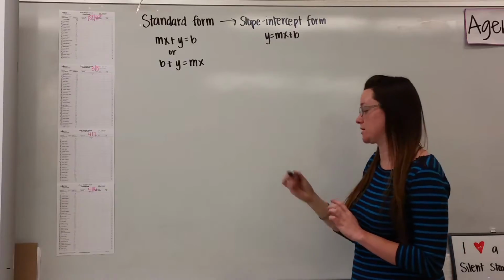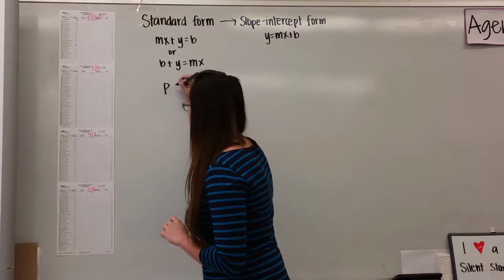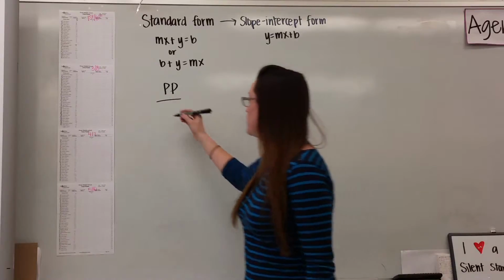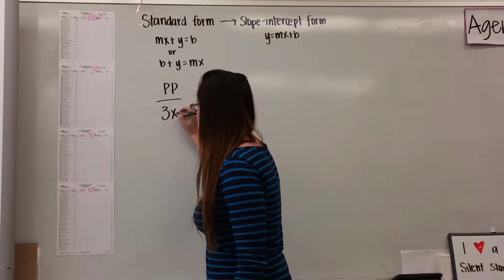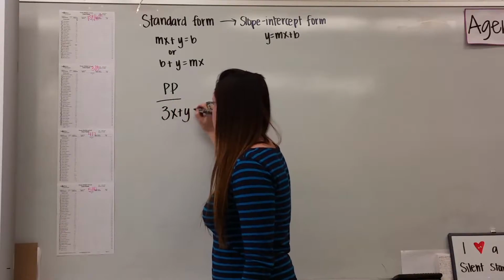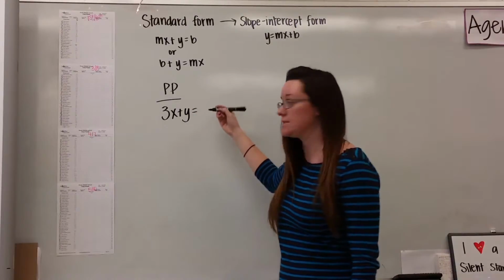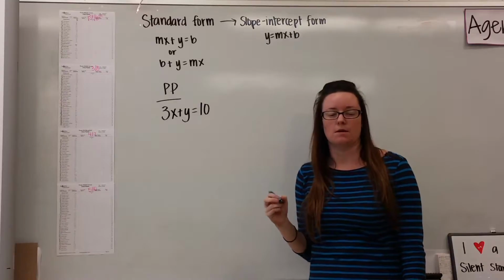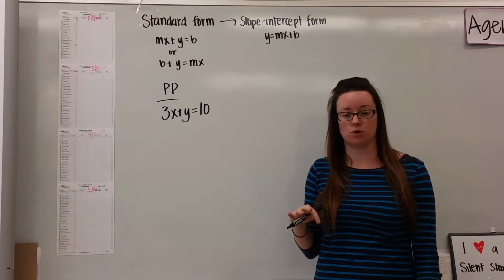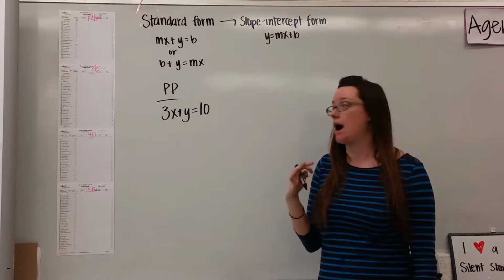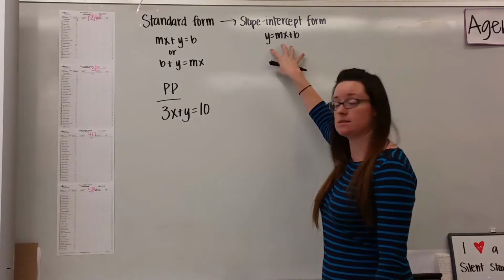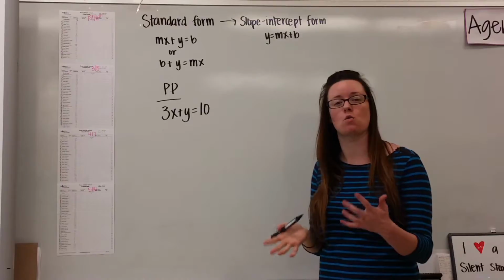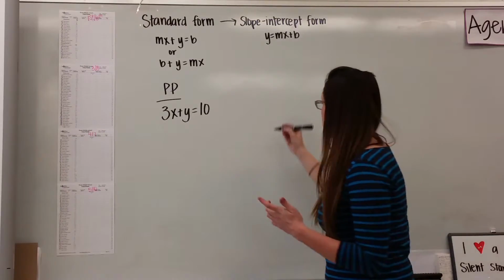So let's do a couple practice problems. So I'm going to call these practice problems. Okay? So our first practice problem was 3x plus y equals 10. Okay? Now the first thing that I would have told you guys to do was that I normally will write this equation up above it and put a green line down the middle so that I know what the difference is. So I'm going to do that now.